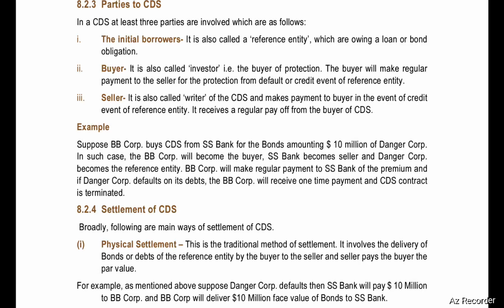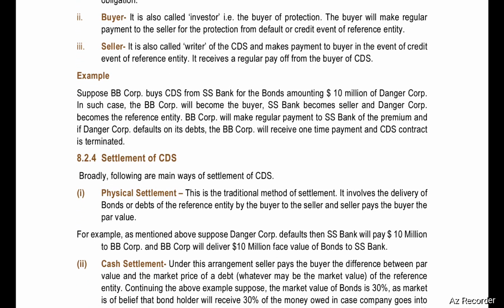Initial borrowers. It is also called a reference entity, which owes a loan or bond obligation. Buyer. It is also called investor, that is the buyer of protection. The buyer will make regular payment to the seller for the protection from default or credit event of reference entity. Seller, it is also called writer of the CDS and makes payment to the buyer in the event of credit event of a reference entity. It receives a regular payoff from the buyer of CDS.